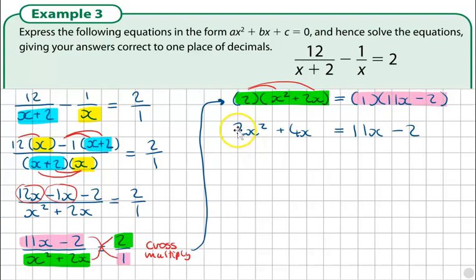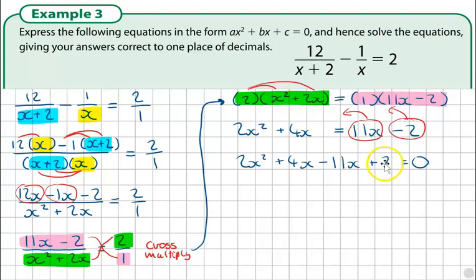Now, when we're trying to solve a linear equation, we usually do letters to the left, numbers to the right. But when we have a quadratic, we want to bring everything over to the one side and let it equal 0. So we're going to bring everything over to the left-hand side. So the 11x comes over and becomes minus 11x, and the minus 2 comes over and becomes plus 2. And that is equal to 0. We then simplify. So 4x minus 11x gives us minus 7x. So we have 2x squared minus 7x plus 2 is equal to 0. So we've simplified as much as we can.